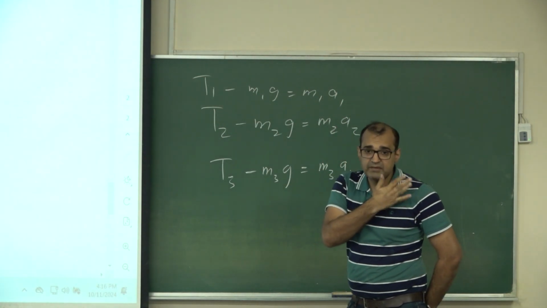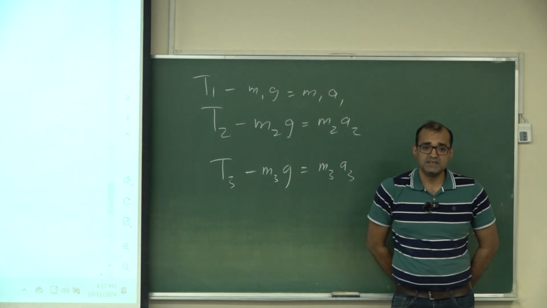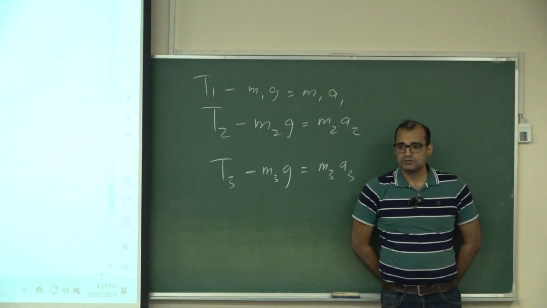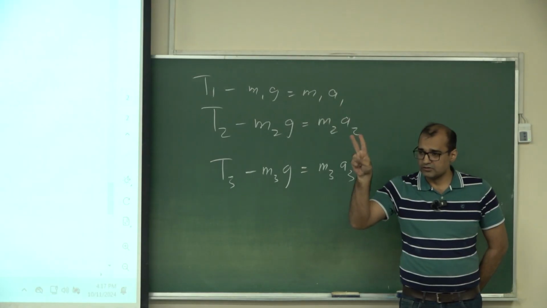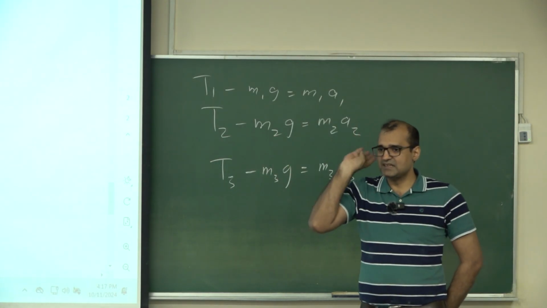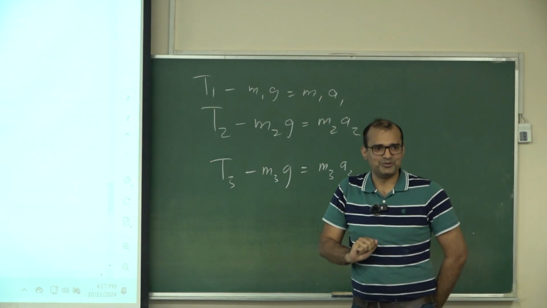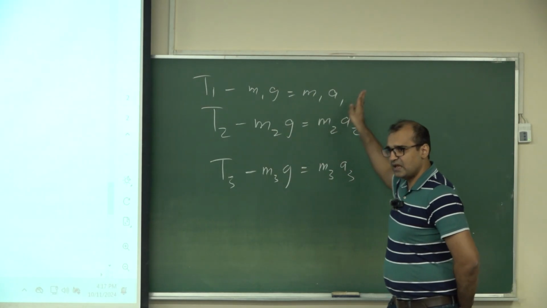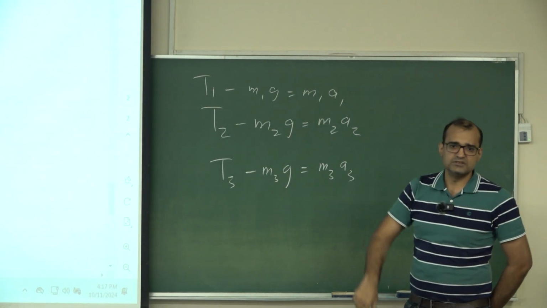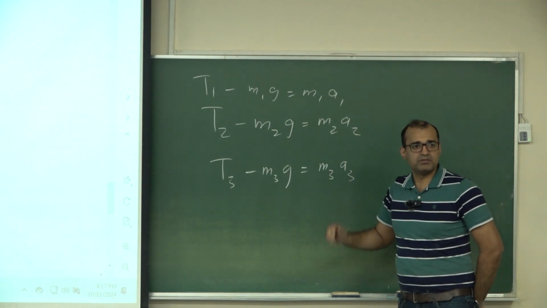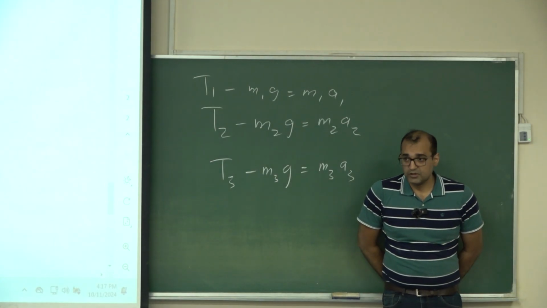Remember, you have to write down everything in terms of M1, M2, M3, and g. So don't count M1 as an unknown, don't count M2 as an unknown, don't count M3 as an unknown, don't count small g as an unknown. T1, T2, T3, A1, A2, A3. You have 6 unknowns. How many equations do you have? 3. You cannot solve it.